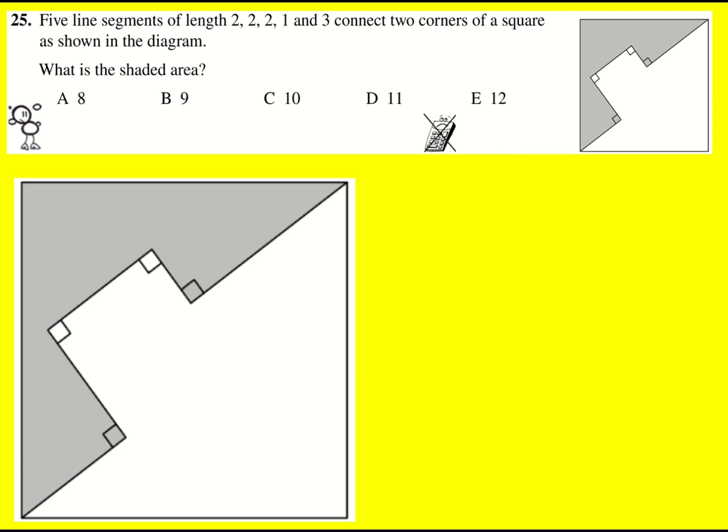So find 5 line segments. I think we have to assume that they are respectively 2, 2, 2, 1, and 3. Connect 2 corners of a square as shown in the diagram. What is the shaded area?